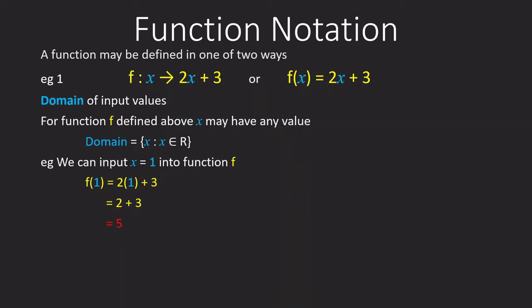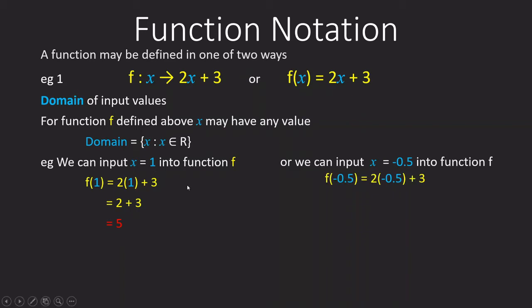But I can input any value I like into this function. I can input whole numbers or decimal numbers, positive numbers or negative numbers. In this function, I can put any value in. So if I substitute negative 0.5 into function f, I call that f of negative 0.5. And that would simply be negative 0.5 multiplied by 2 and add 3. Obviously, 2 times negative 0.5 is negative 1, so negative 1 plus 3, which is 2. When I input negative 0.5 into function f, the output is 2.